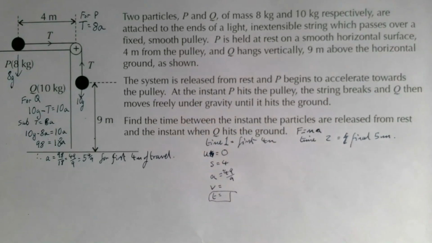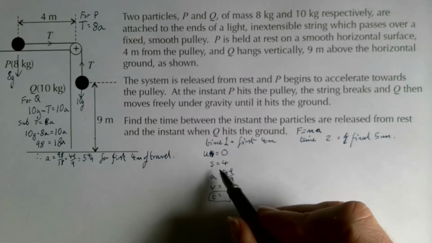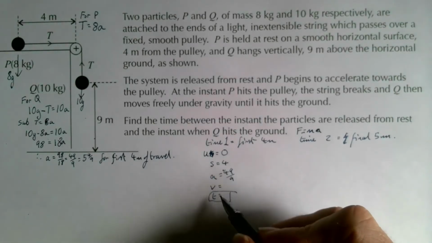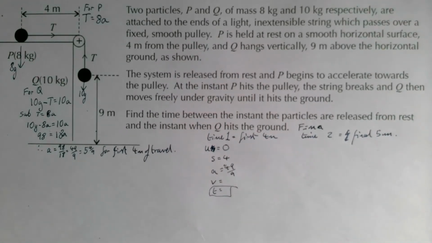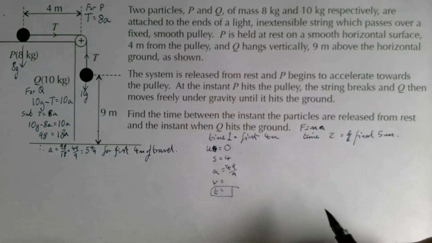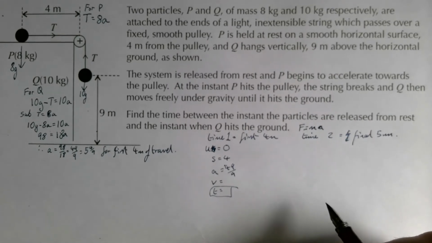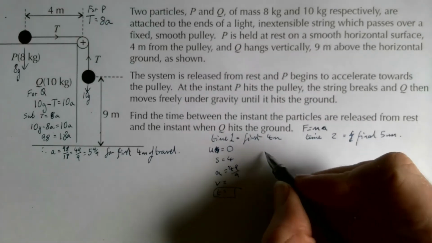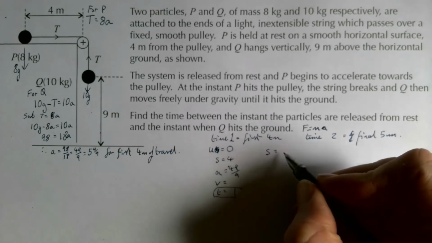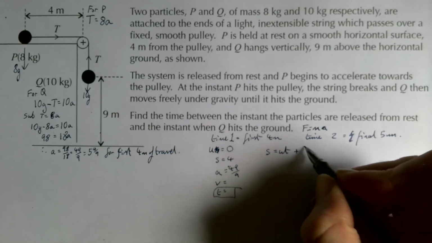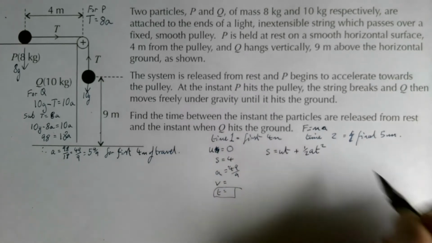So then you get your formula booklet out, or if you know all of your SUVAT formulas off the top of your head really quickly, still probably a good idea to look at them just to make sure. We want a formula involving S, U, A and T, or anything that's not involving V basically. So I'm going to use S equals UT plus a half AT squared.